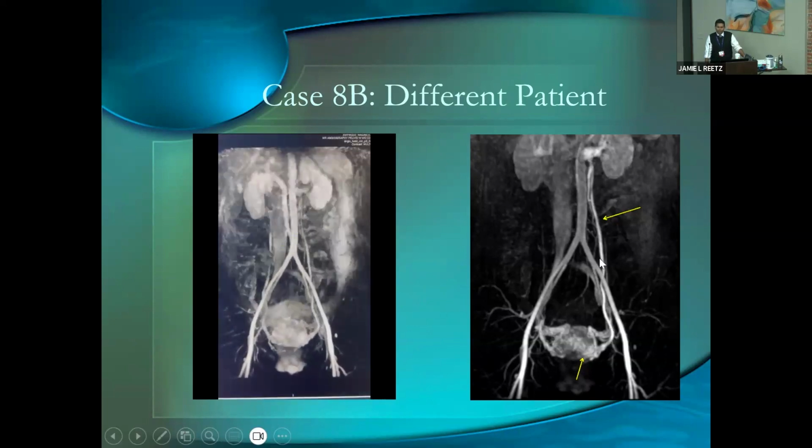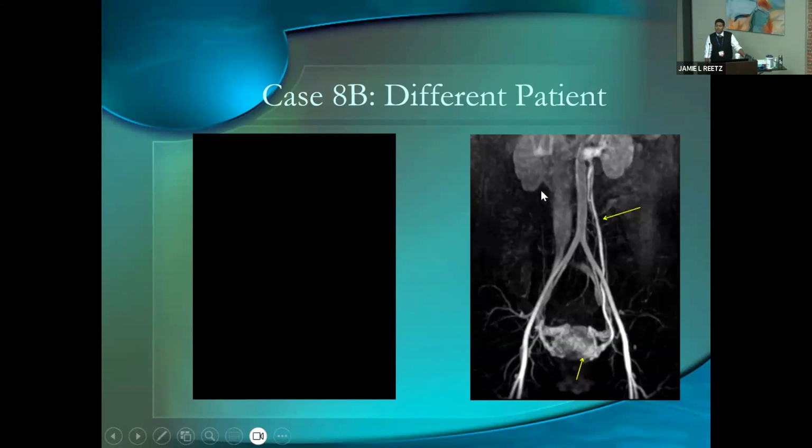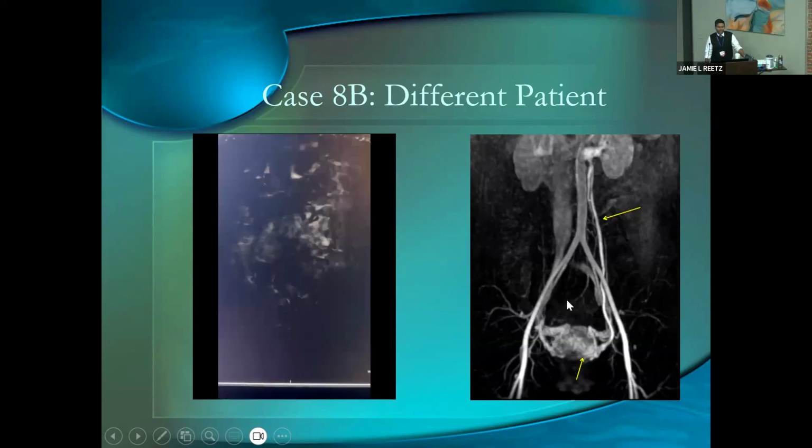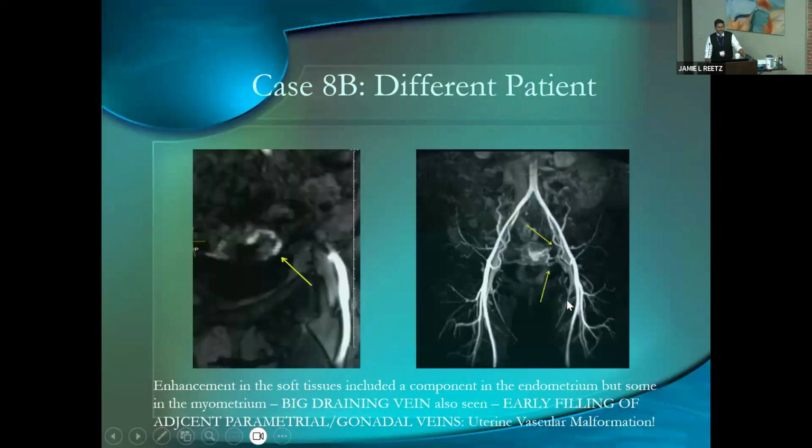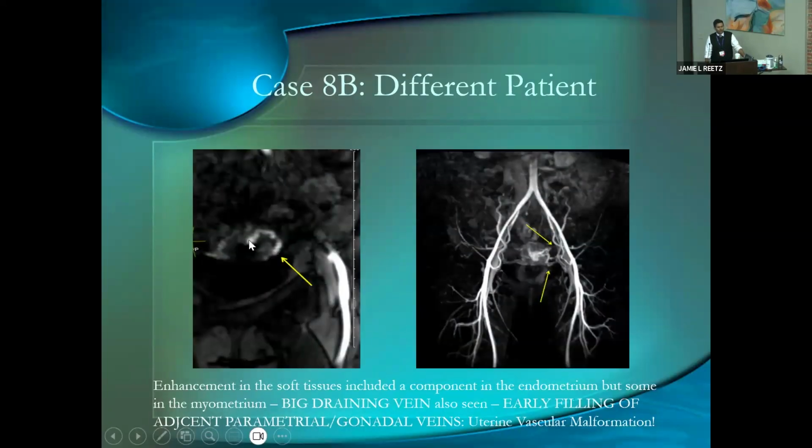So somehow this structure is skipping the normal venous anatomy, because it should be symmetric when the veins enhance. And so you have asymmetric enhancement. So I have a tangle of vessels, early filling of a vein. And then I reconstructed and I said, oh crap, there's actually a giant draining vein that's going in here. And so this is now going to be an AVM, a uterine malformation.